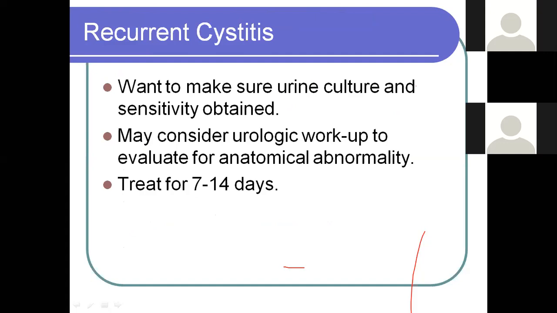Before labeling the patient with recurrent cystitis, we need to make sure that the urine culture is positive. And we also need to consider other urological workup, like with some labs and also with radiological investigation. And again, in those patients, we treat the patient for about 2 weeks, up to 14 days, with antibiotics.